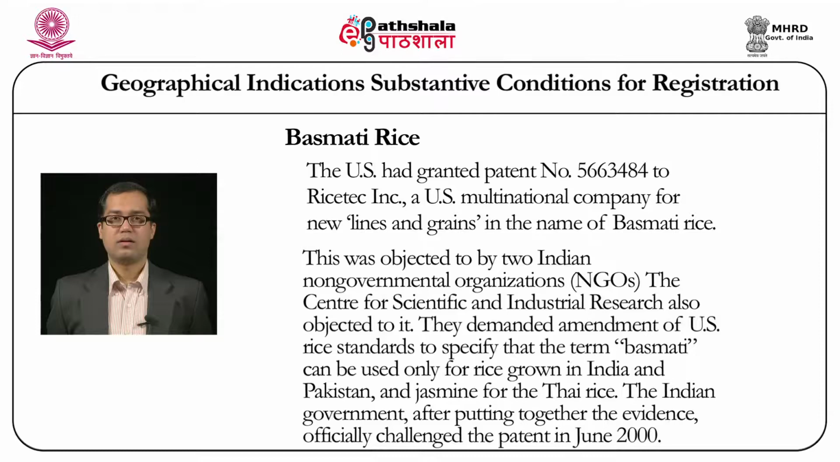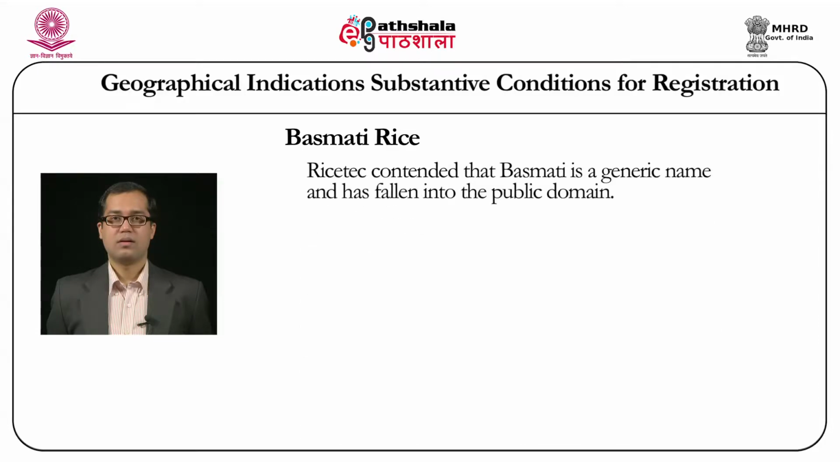The contention of RiceTec was that Basmati is not the name of a geographical area, and hence it is not qualified for protection under the TRIPS agreement. However, when it was proved that though the name Basmati is not the name of a geographical area, it is still inextricably linked to its region of origin, that is India, RiceTec contended that Basmati is a generic name and has fallen into the public domain.